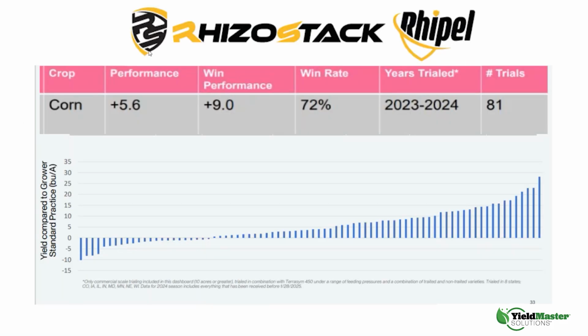Okay, so here's some multi-year data. This is from the supplier again on the RhizoStack Rhipel. So this is the co-pack. As you can see there, this is one thing on the YieldMaster Solution side, even before I started on the agronomy side with them, we have never hidden data and we've never hidden the negatives. We realize that no biology or any biological that's in the marketplace today, including our own, is ever a 100% win rate.